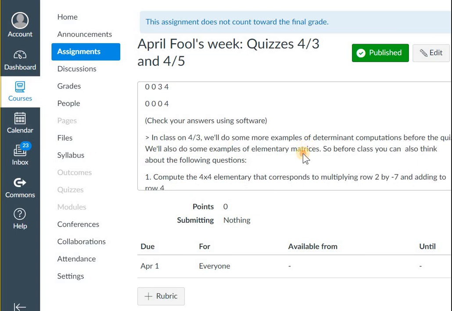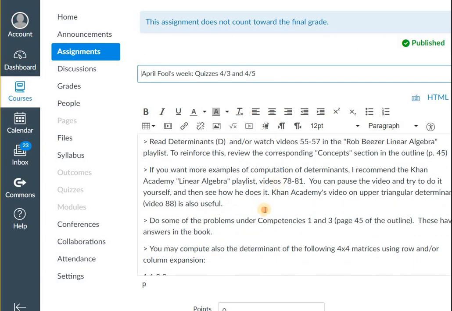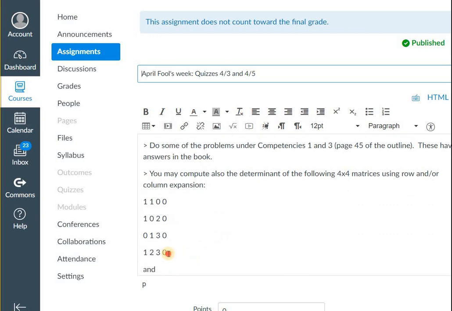Okay. All right. So let's see. Elementary matrices, I should say something like that. All right. How about I do this one? Compute the 4 by 4 elementary matrix. Boy, I made a lot of mistakes here. So this should be matrix. Let me edit it. Let me just fix it now. This one should be 1, 2, 3, 4.